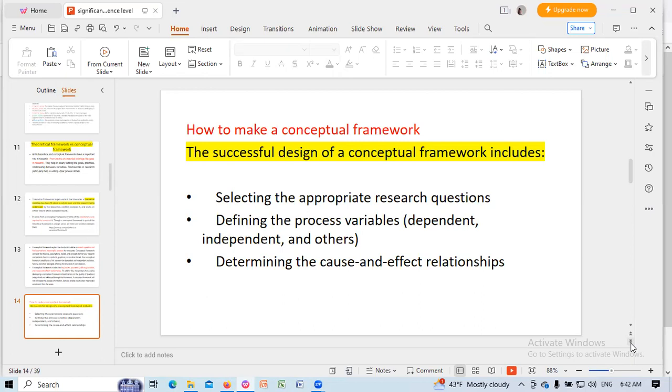You should include the conceptual framework. First of all, you select an appropriate research question, that is finding the research gap, and define variables, that is dependent and independent variables and others. And third, determine the cause and effect relationship.